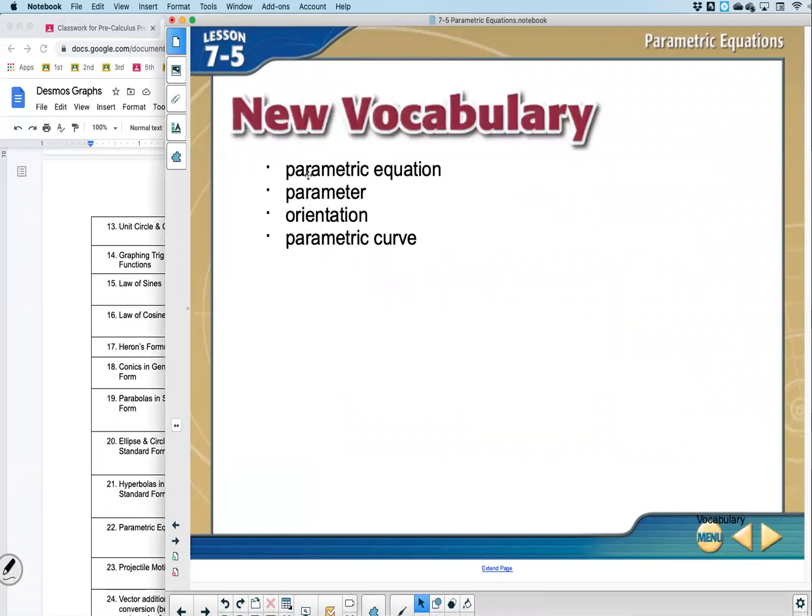Let's talk about this word parametric. We are looking at parametric equations. So chapter 7 is all about real world application. All your life, I'm assuming many of you have dealt with watching some type of an athlete throw a ball, whether it's basketball, football, soccer, kicking a ball, baseball, whatever.